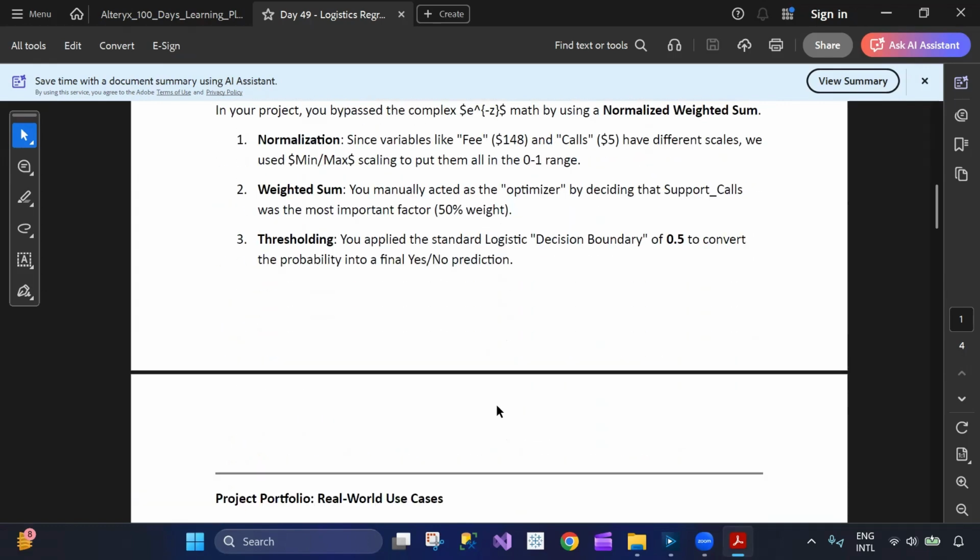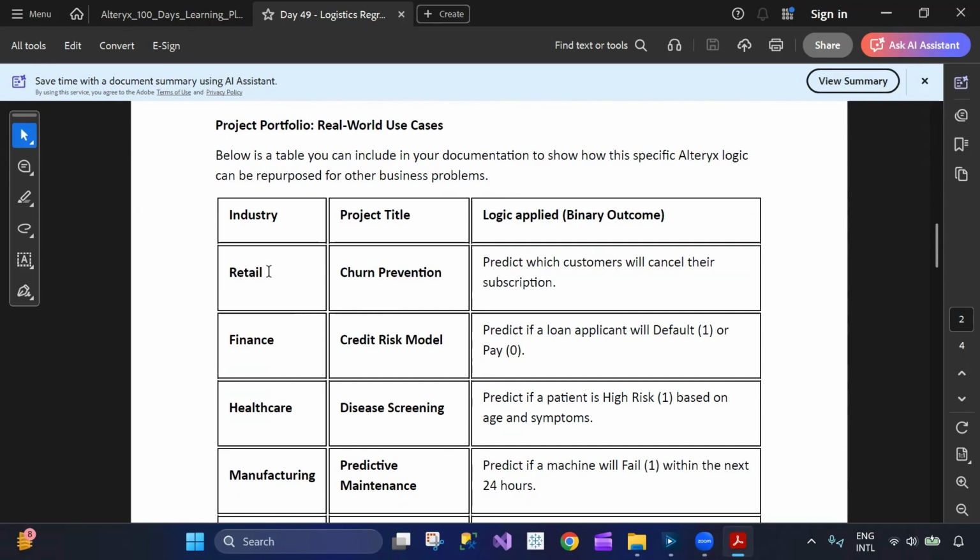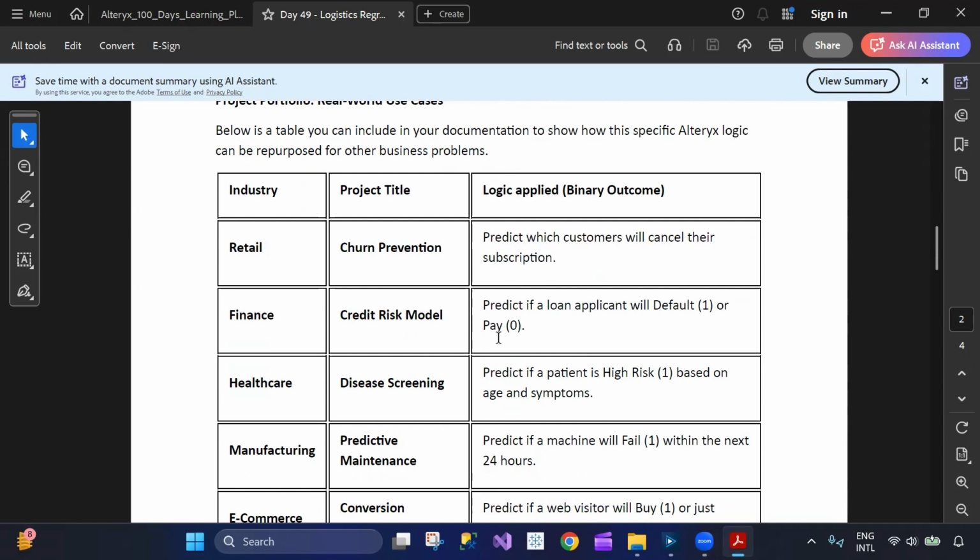Let's go into the use cases we can handle using this tool. In retail, we can predict which customers will cancel their subscription. In finance, there is the credit risk model, identifying whether a loan applicant is eligible to get a loan or not.